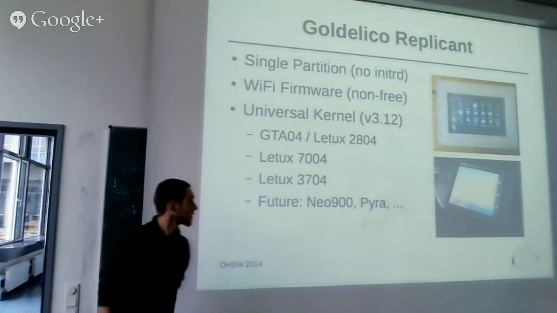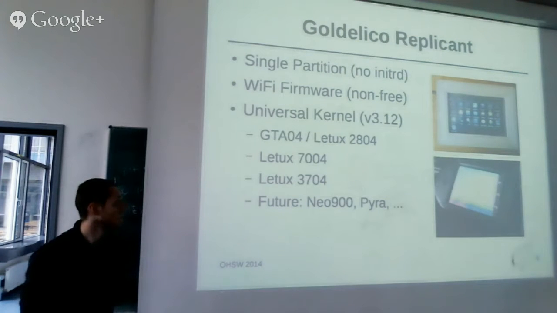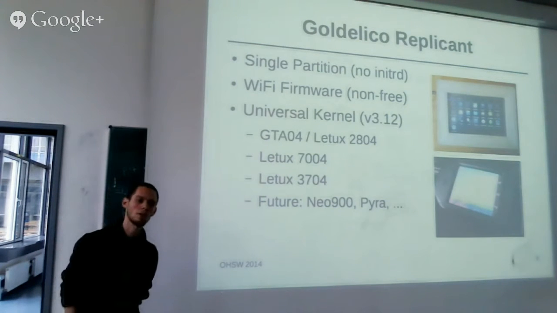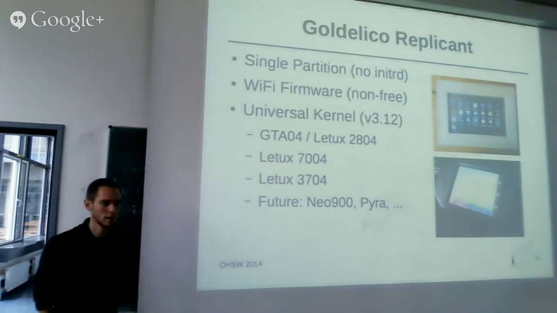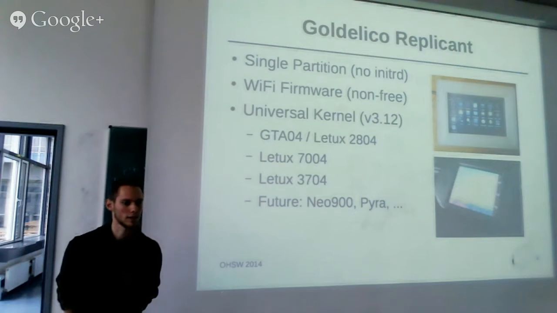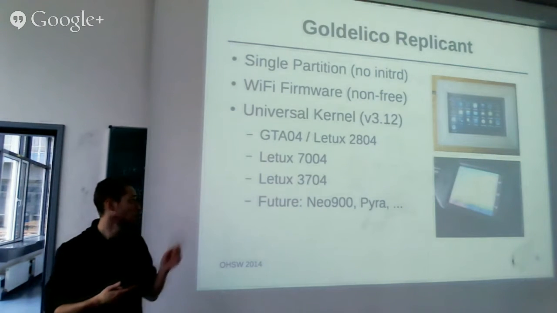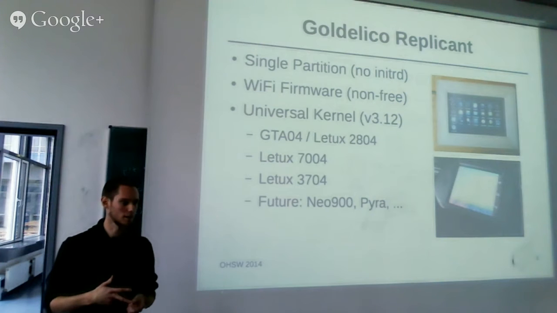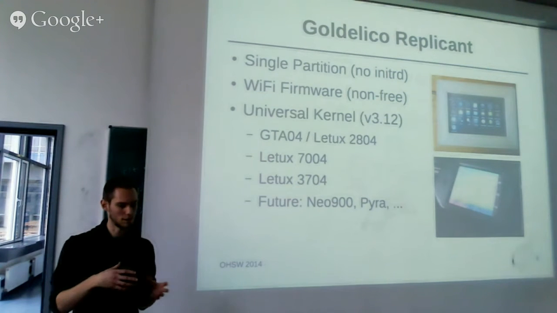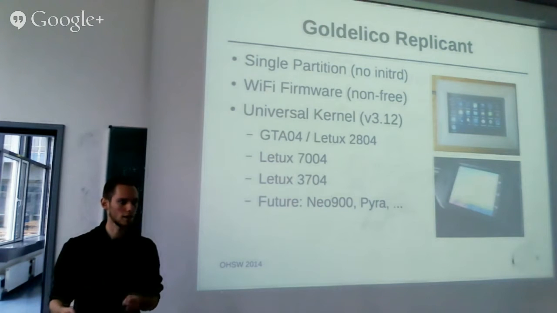Like for example, the first point here, the single partition image. We, as the GTA04 project, would like to have one single tarball, which can just be extracted to a partition of your SD card, and then you can put it in the GTA04 and boot from that partition. And then the system starts. And the Replicant project uses the Android way of doing it. So you need a different bootloader, you need a kernel with the initial ramdisk, and you need a root file system image. So you have like 3 images, and you need a special partitioning scheme on your SD card.